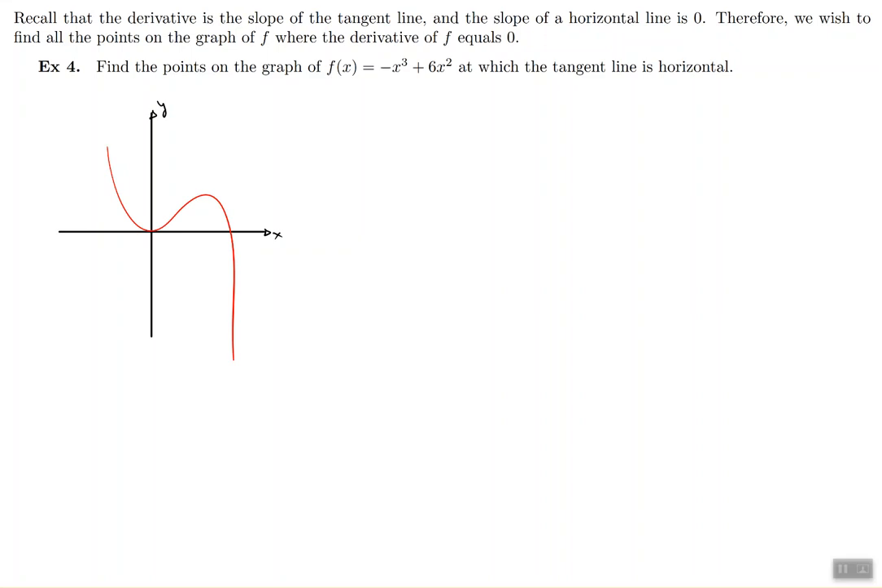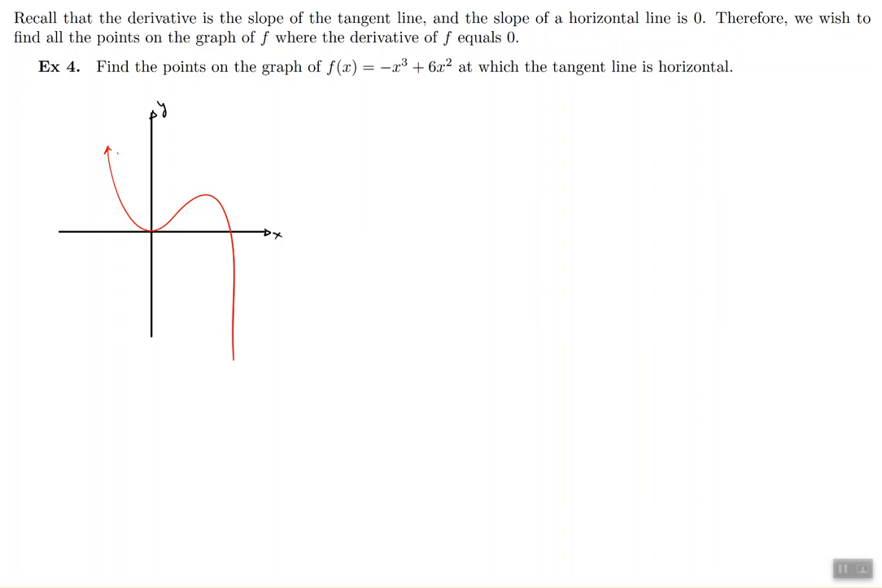Now, before we do the next problem, I want you to remember that if a line is horizontal, then its slope is basically equal to 0. Now, why am I mentioning this right now? I'm mentioning this right now because in example 4 it says, find the points on the graph of the function f of x at which the tangent line is horizontal.